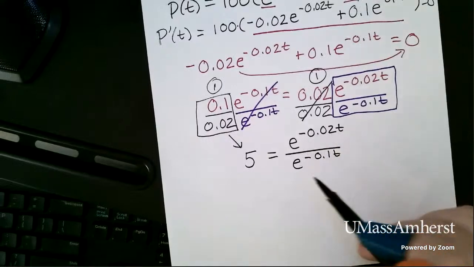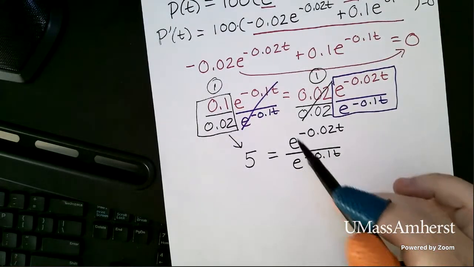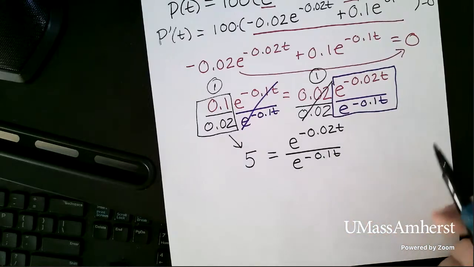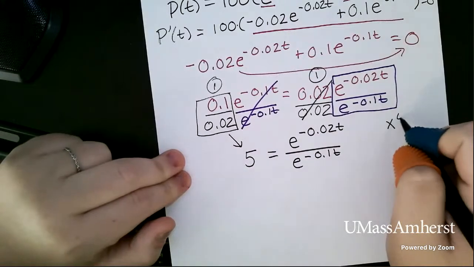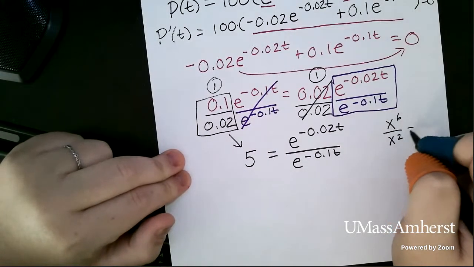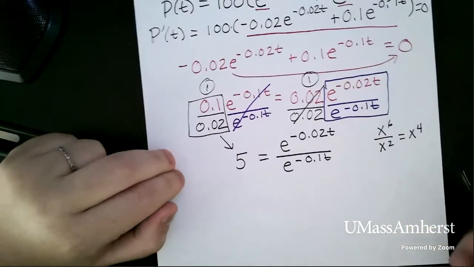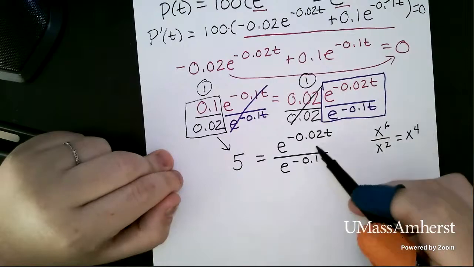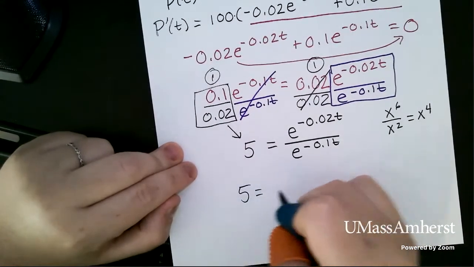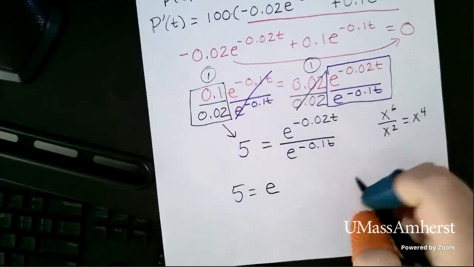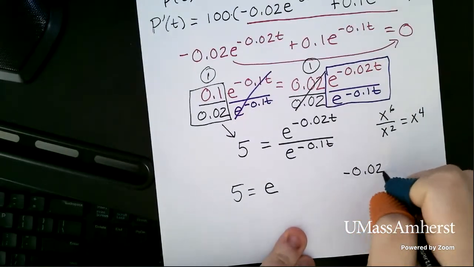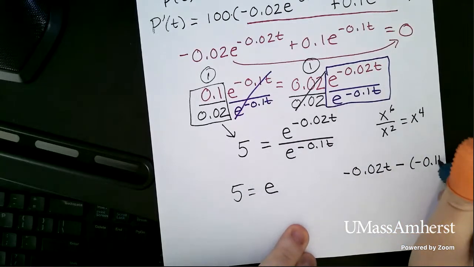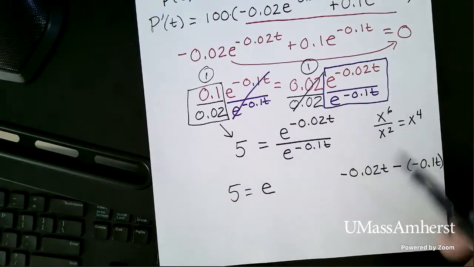We have a rule in algebra that if your functions have the same base, you can subtract the powers to simplify. For example, if you have x to the 6th over x squared, that can become x to the 4th because you do 6 minus 2, right? Same base of x. We're going to do the same thing here. So here we have our e, and so we're going to do negative 0.02t minus negative 0.1t. We're going to subtract the powers, top power minus bottom.